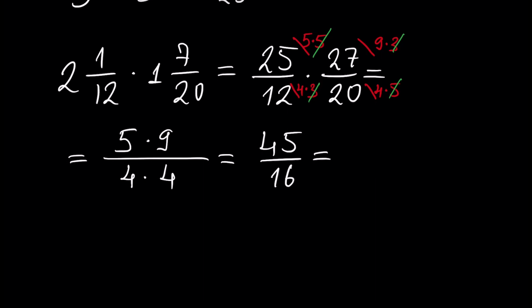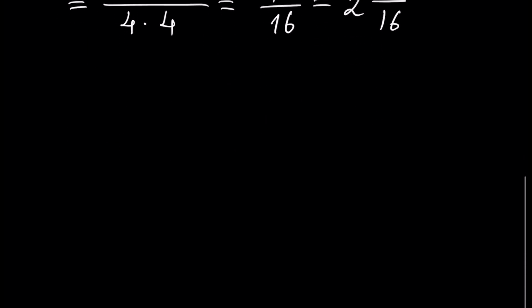This will be 45/16, and if we divide 45 by number 16, we have 2, and remainder will be 13 over 16. 13 is remainder, and we already know how to write this in this form, mixed number. If you don't understand it, watch our previous tutorial. Next example is with mixed number.